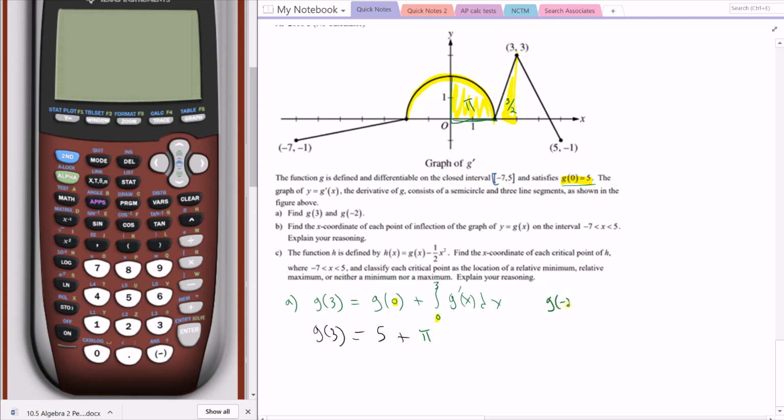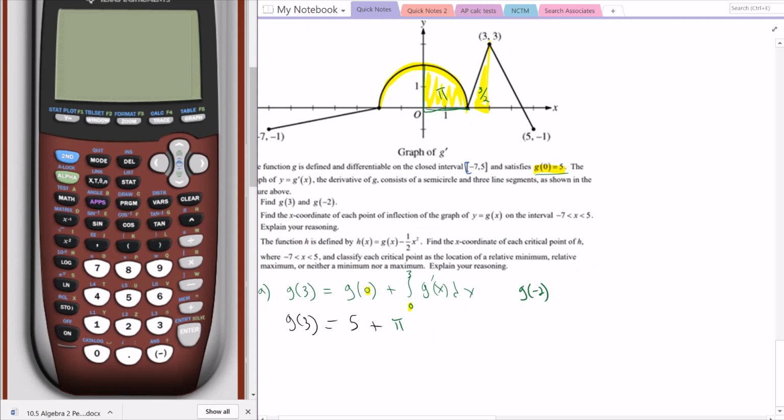G of negative 2, same idea. We're going to do g of 0 plus the integral from 0 to negative 2 of g prime of x.